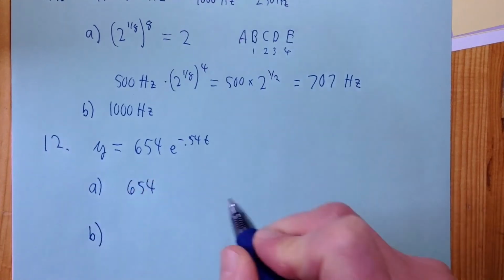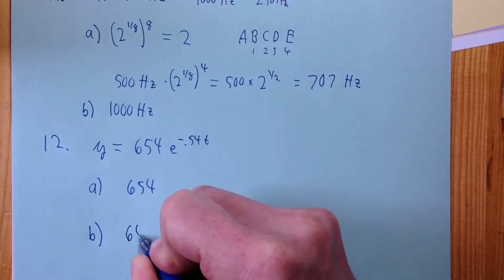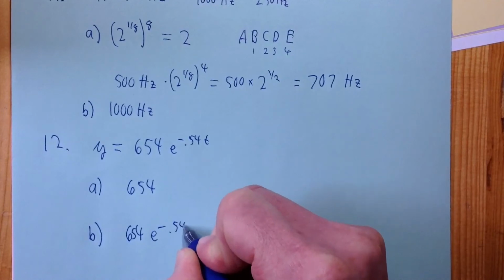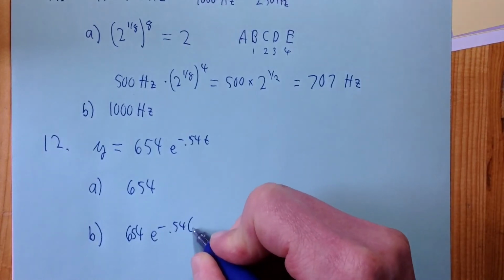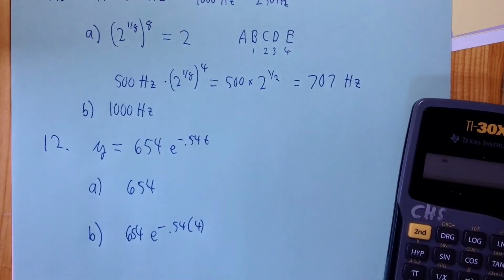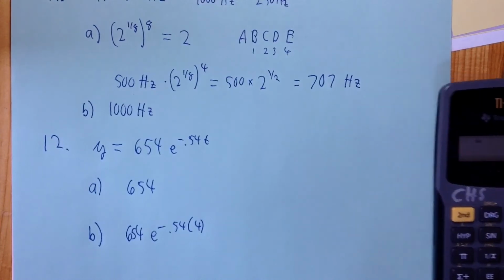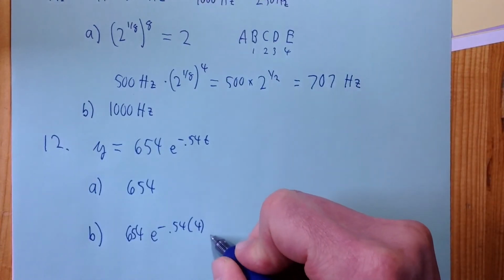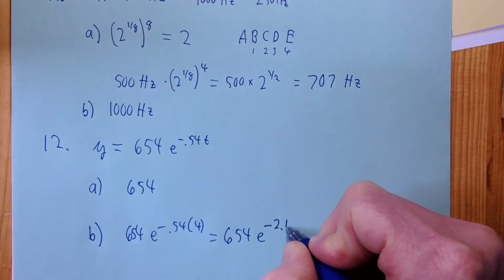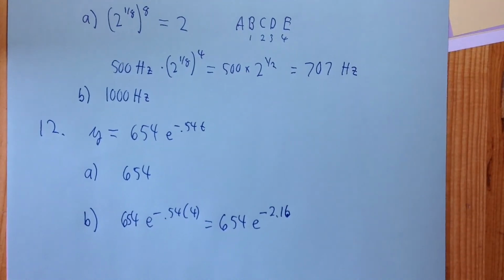Part B, you've got to do a little bit of math. You just plug in the number. So in 4 hours, you plug that in. So 654 e to the negative 0.54 times 4. So really this is just a calculator problem, which doesn't make it easy. You've got to be able to do that math. 0.54 times 4, I'm going to be really careful here, is 2.16, so that's equal to 654 e to the negative 2.16. So this again is making sure you know how to use your calculator.